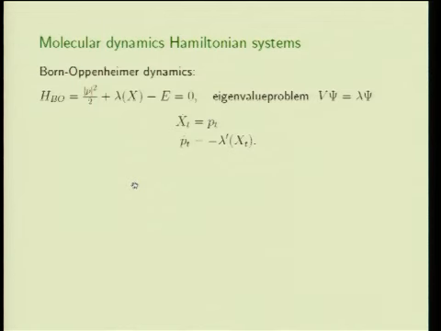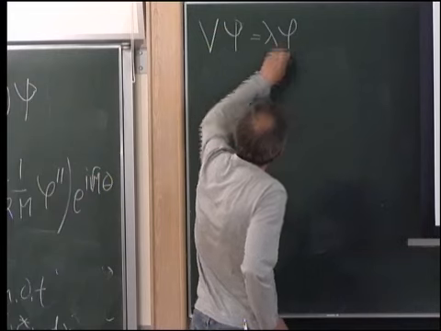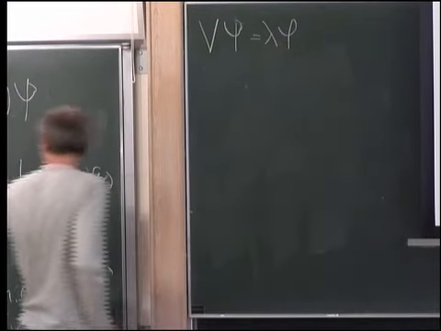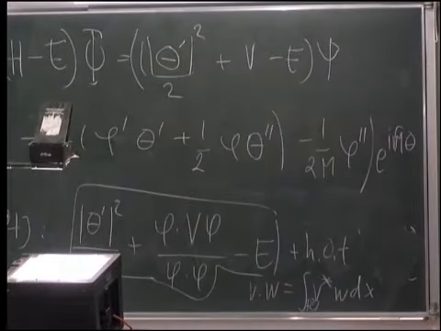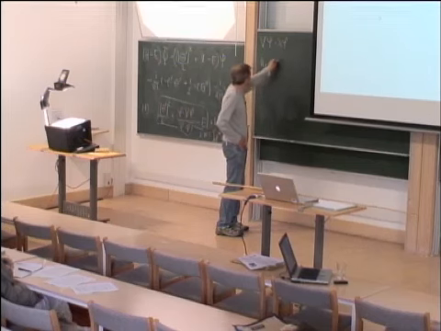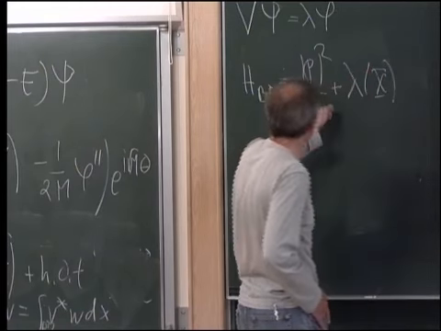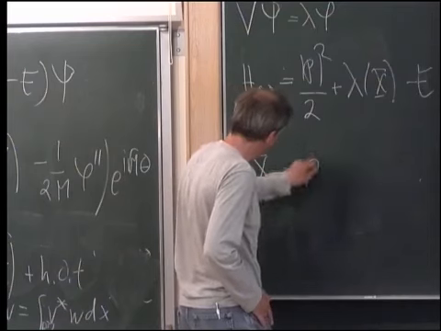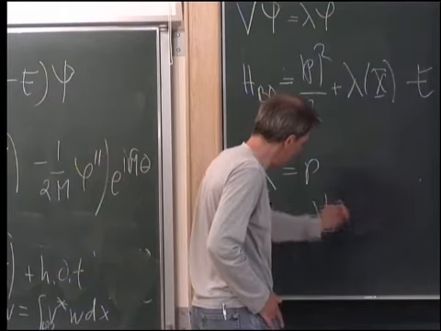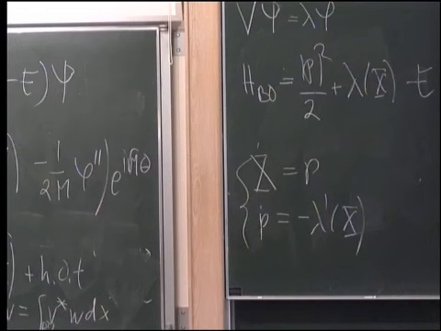So if you assume that you have an electron state, the wave function psi is an eigenfunction, and then you plug this into here, then we obtain the so-called Born-Oppenheimer approximation, that you have a Hamiltonian consisting of kinetic energy and potential energy, and the dynamics of this is this. Okay, that's the Born-Oppenheimer approximation.